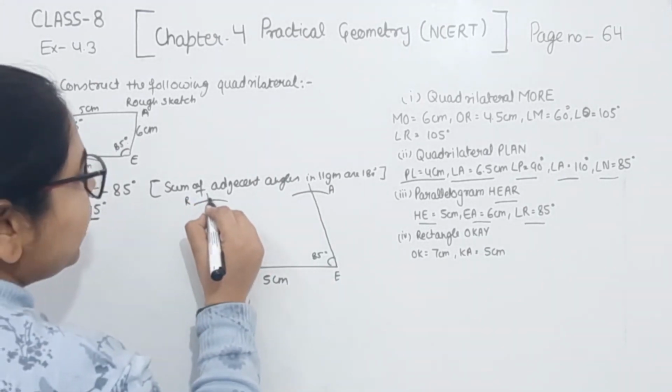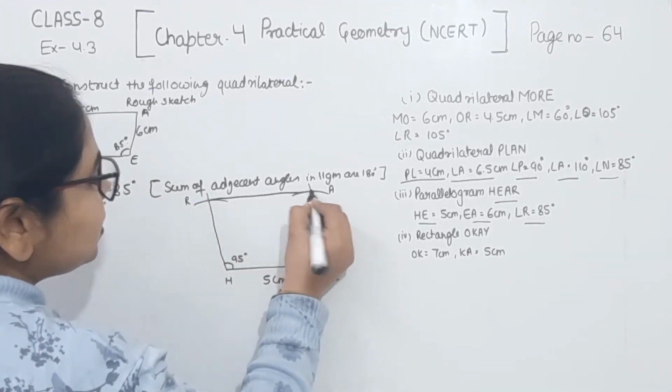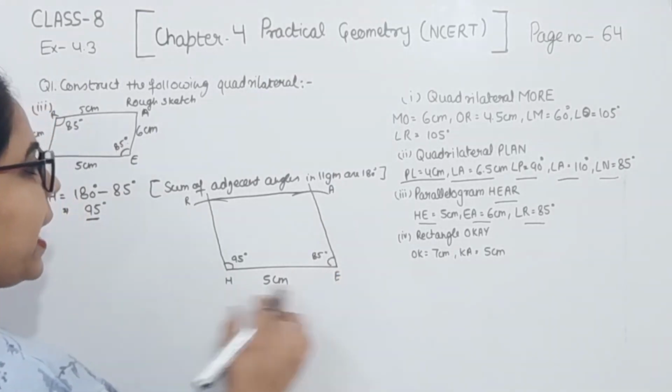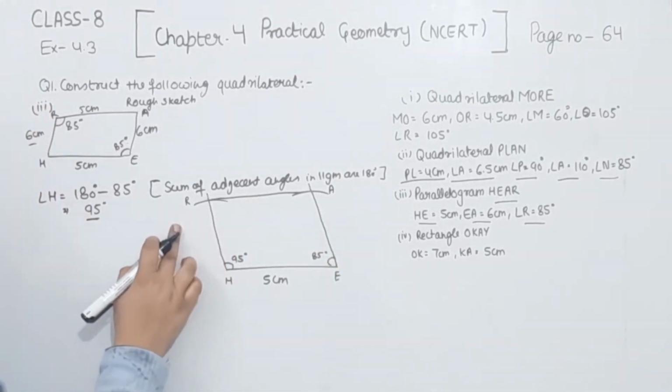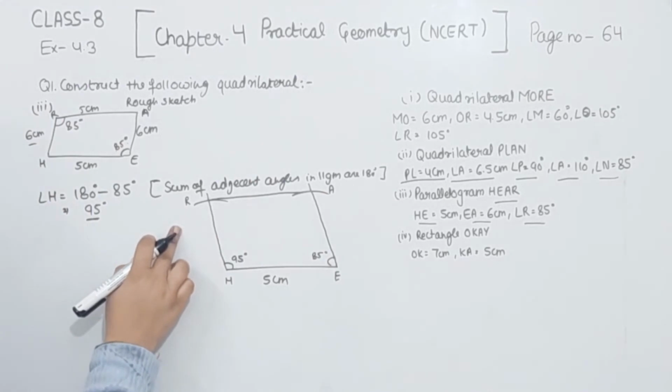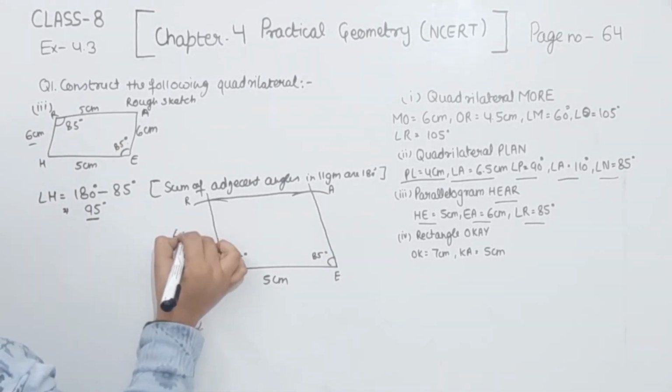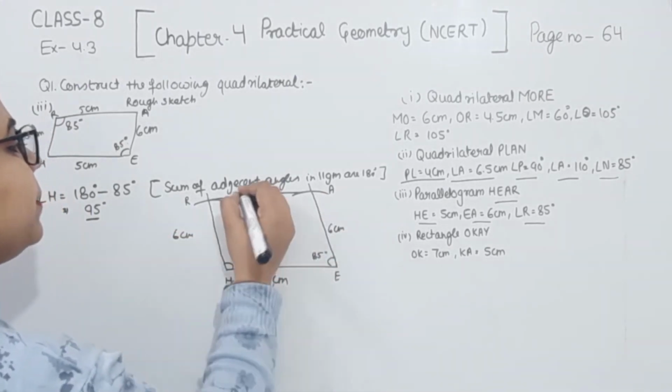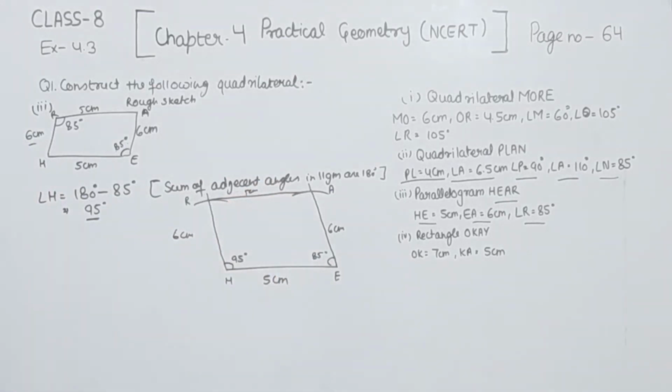Now we are going to join these two points together. So this will be the HEAR we are having. This is the 6 centimeter. This one is also 6 centimeter and this one is the 5 centimeter we are having.